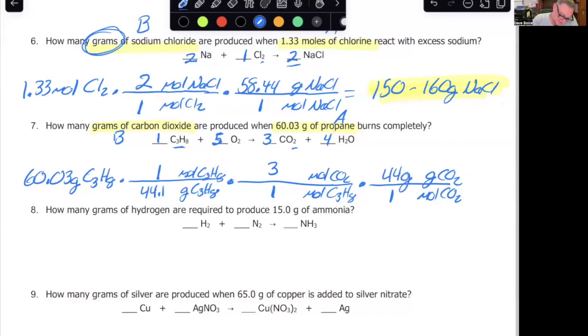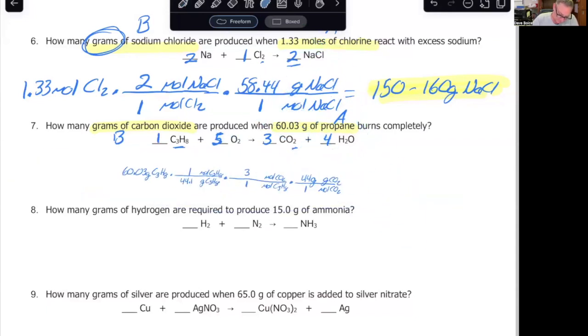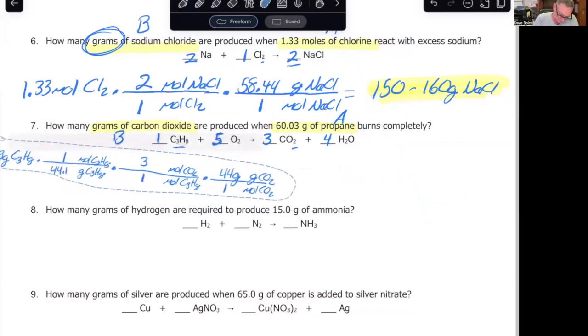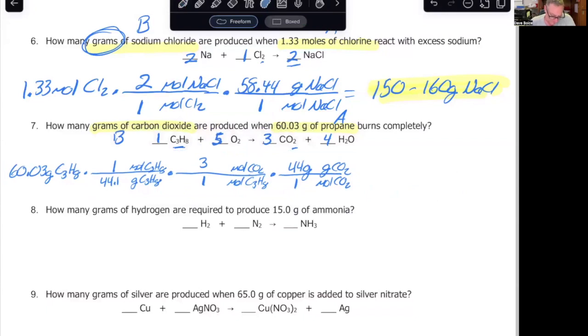Okay. And notice something, if you're paying attention to the math, you might notice that the molar mass of the propane and the molar mass of the CO2 are pretty close to each other. So they're practically going to balance each other out. And so when I do my math, if those balance each other out, then I kind of expect 60 times 3. My answer should be somewhere around there. And if it's not, then I should really go back and double check my math.